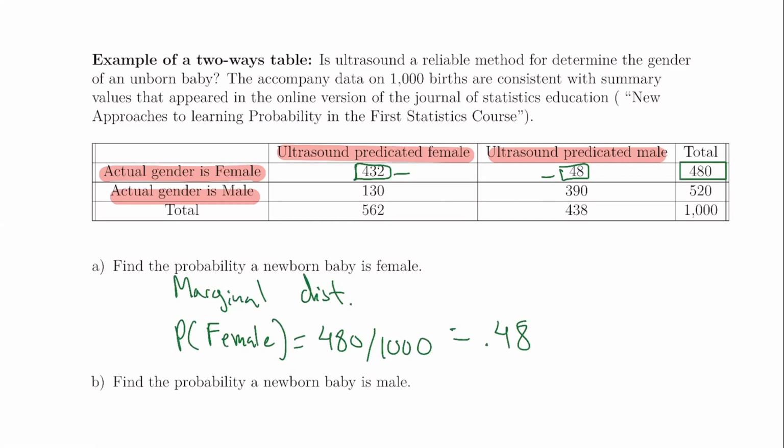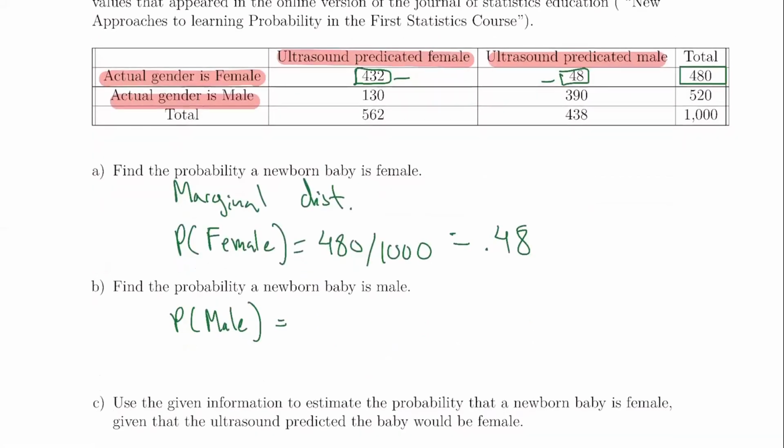Any question in regard to that first part? All right, let's do B. If you look at B, it says find the probability a newborn baby is male. So we just want to find the probability that a newborn baby is male. For this one, there's no conditional distribution. We just want to find the likelihood that this baby actually turned out to be a male baby.